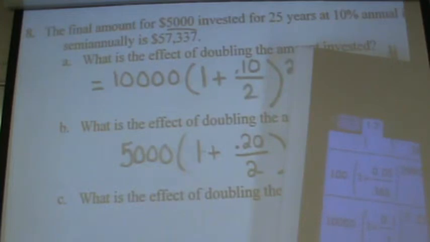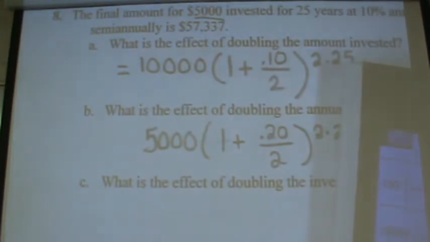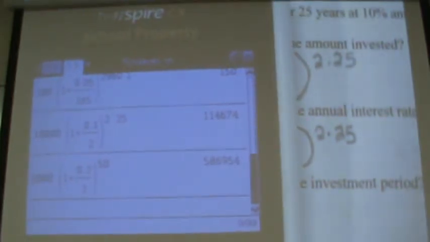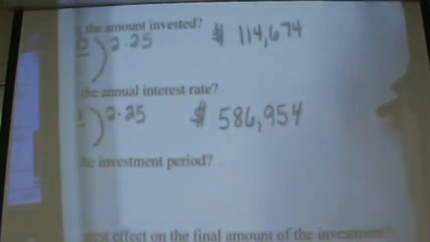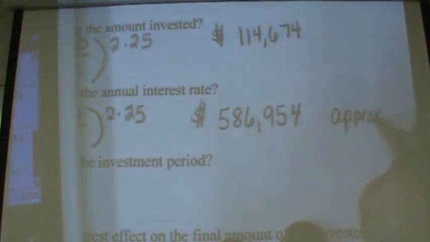Are you guys getting a little bit more comfortable with this calculator? Yes. 586,954, and that's about 10 times greater. This is approximately 10 times greater.